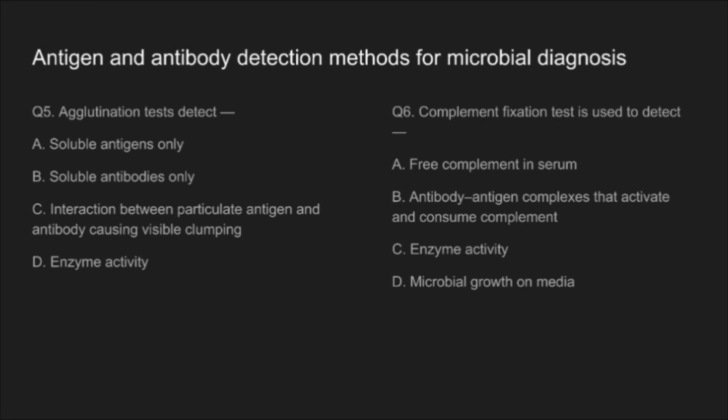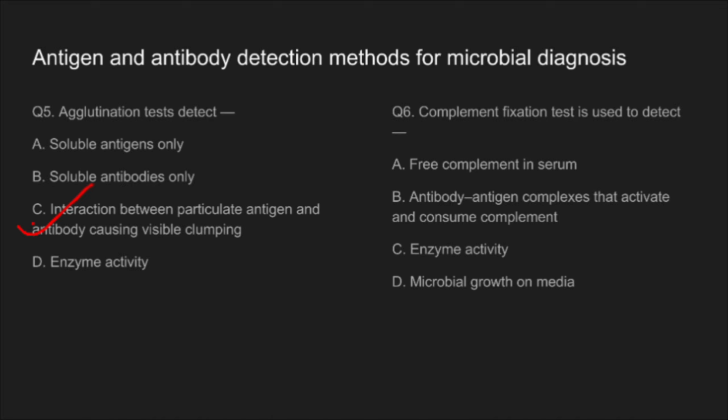Question number 5. Agglutination test detects option A. Soluble antigen only, B. Soluble antibodies only, C. Interaction between particulate antigen and antibody causing visible clumping, D. Enzyme activity. So the correct answer for this question is option C. Interaction between particulate antigen and antibody causing visible clumping. So in agglutination, it involves clumping of cells or particles coated with antigen when specific antibodies are present in that particular test.